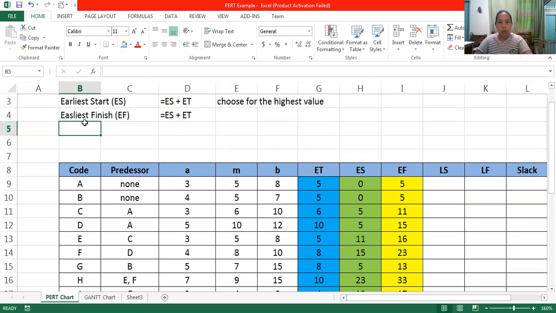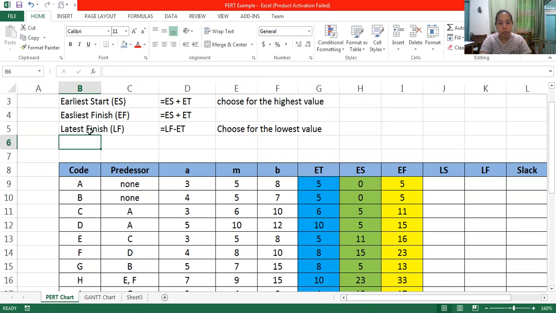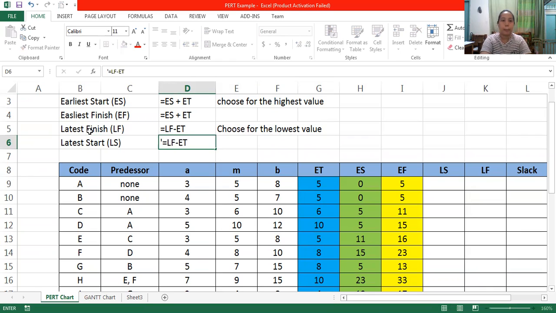Okay, we will proceed first with the latest finish, that is LF. So the formula is LF minus ET, then you're going to choose the lowest value. Then the latest start, LS, has the formula LF minus ET.